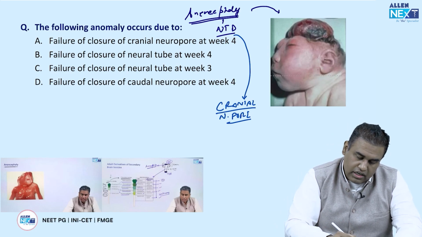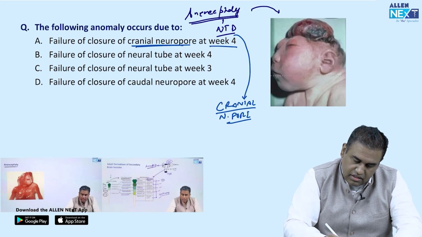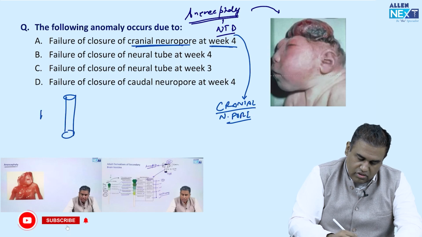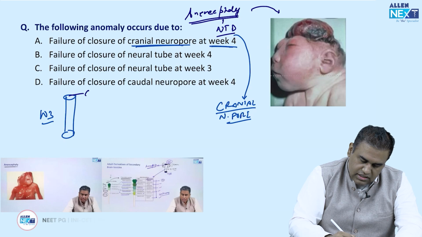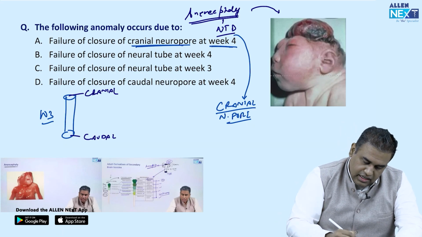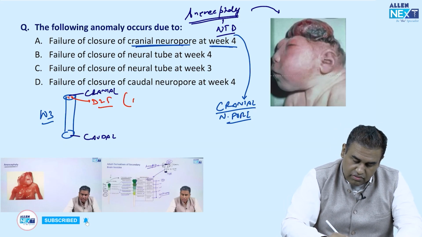Now, look at the options. The following anomaly: failure of closure of cranial neuropore at week 4. Okay, this is fine, but is it week 4? Yes. How? See, neurulation, the neural tube formation, happens at week 3. Then in this neural tube, you have the cranial neuropore over here, and this is the caudal neuropore. This cranial neuropore starts to close on which day? Day 25. Day 25 is week 4.